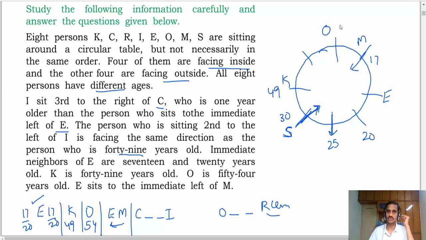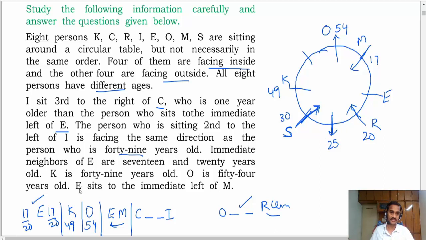And what is the age of this O? 54. And R is seated third to the right of O. If O faces the center, R would have to be here, which is not possible. So R is here, and R is facing the center. And O is third to the right, so O must be away from the center. Clear now? Three persons are facing the center and two are away as of now.